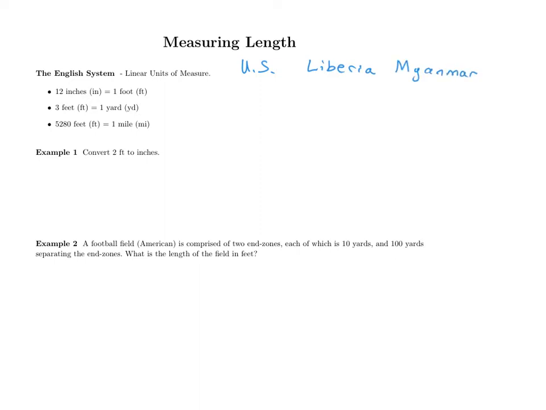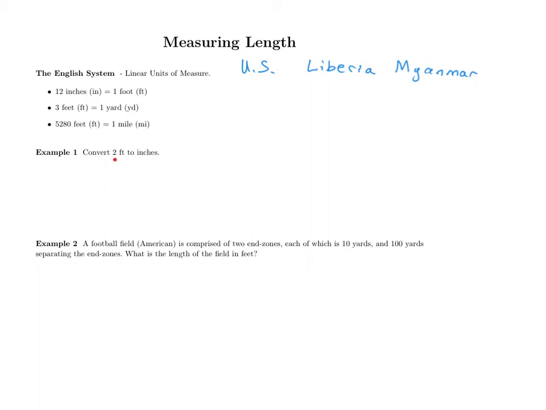And that's it. So for measuring lengths or distances, these are the units in the English system. There's inches, feet, yards, and miles, and these are the connections between them. 12 inches is the same as 1 foot, 3 feet make a yard, and 5,280 feet make 1 mile. So using these conversion factors, we can change one unit of measurement to another. And let's try that in example 1.